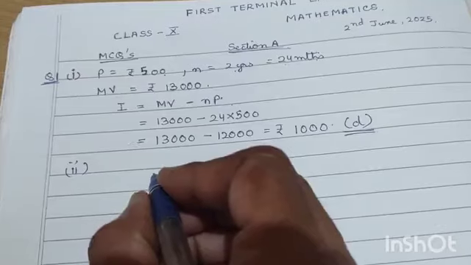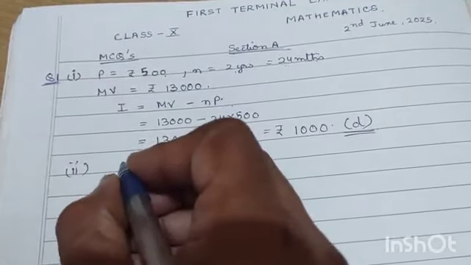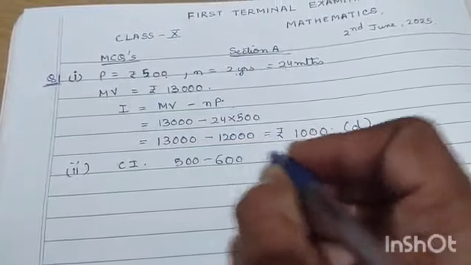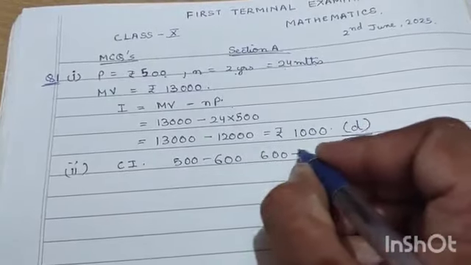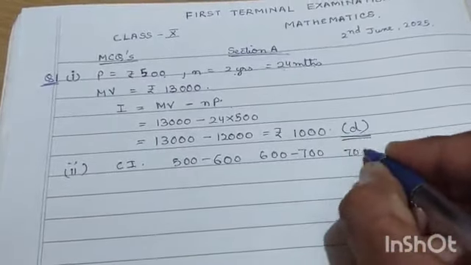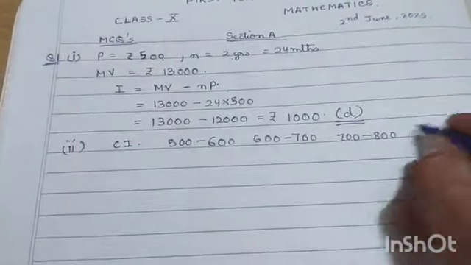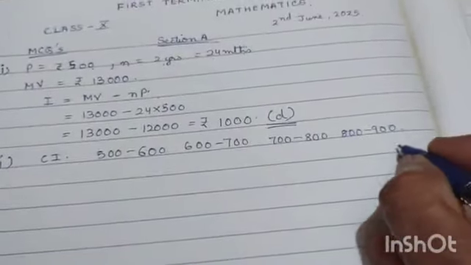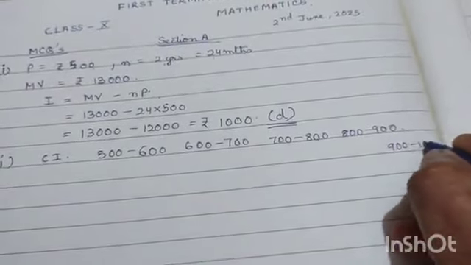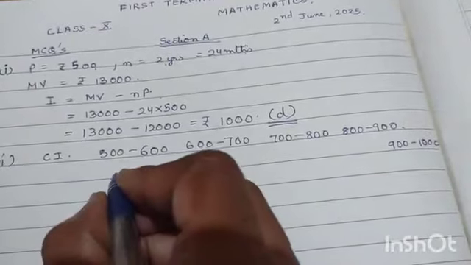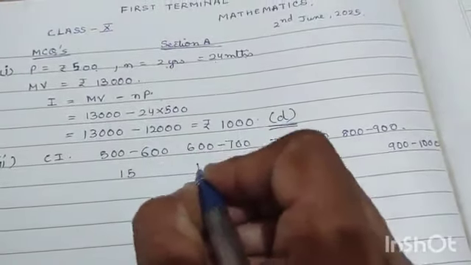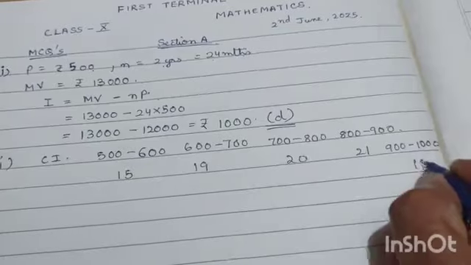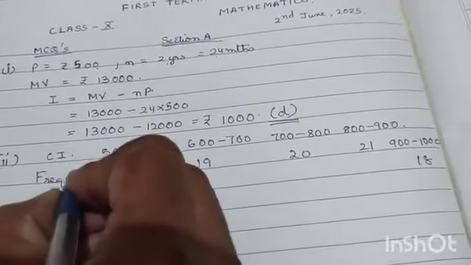So the table given, from the table we can see that CI is 500 to 600, 600 to 700 class interval, then 700 to 800, 800 to 900, and the last one is 900 to 1000. Frequency for this is 15, this is 19, this is 20, this is 21, and this is 18. These are the frequency given.